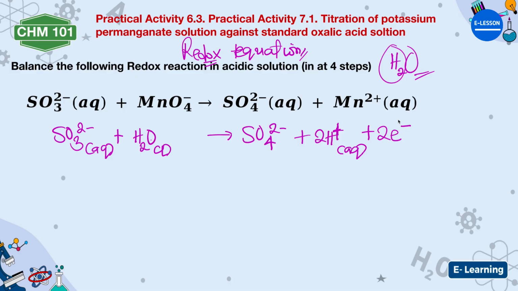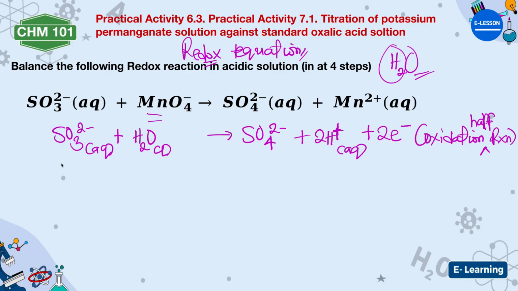Now, because the electrons were added at the product side, it means it's giving off. You say this is the oxidation half reaction. My dear student, what do you say? Oxidation what? Half reaction. You can put it there. Oxidation half cell reaction.